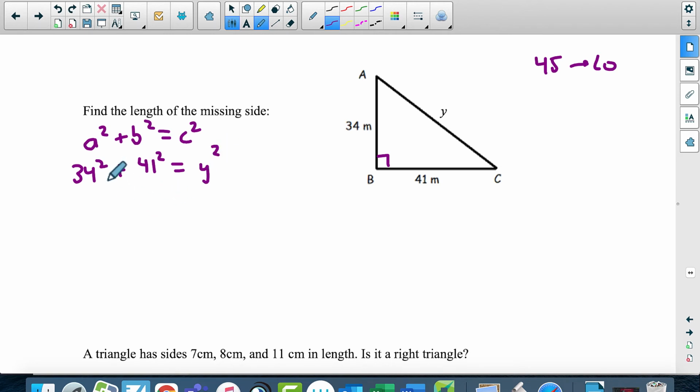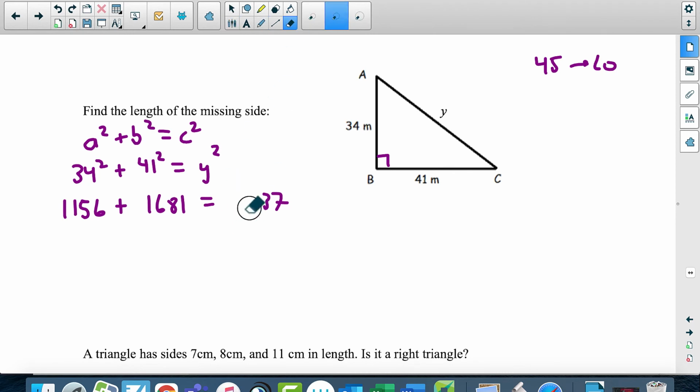All right, time to square. Definitely need the calculator on this one. So 34 squared, that means 34 times another 34, which is 1,156, plus 41 squared, that's 41 times 41, which is 1,681, equals. Now, don't add them up right now and get some answer, 2,837 or whatever it is, because then suddenly you're like, what do I do now? I'm kind of stuck. So on this side, keep the y squared.